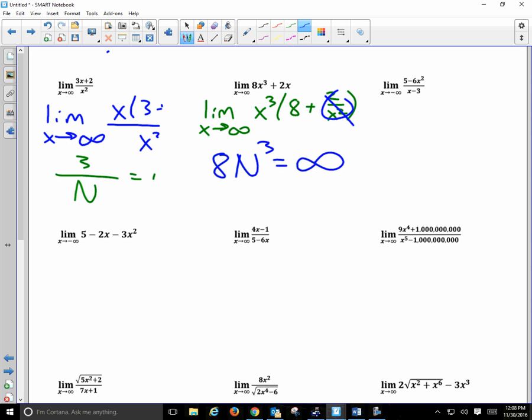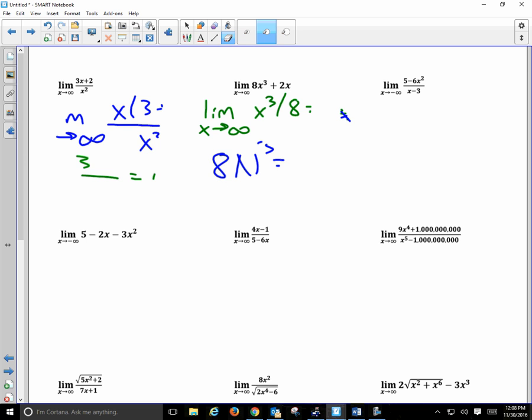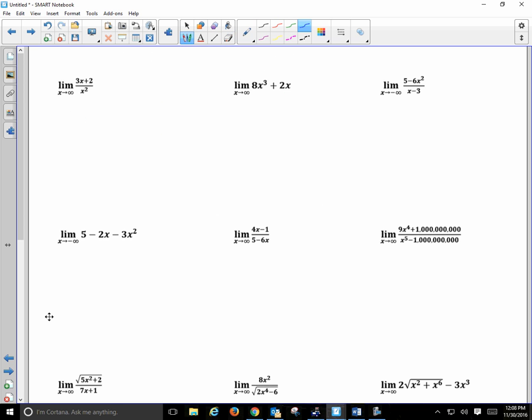Infinity or negative infinity? If the top is larger degree, then you're going to end up with positive infinity or negative infinity. So we have to think that through a little bit here. So that limit is x goes to negative infinity. I'm going to take out an x squared.